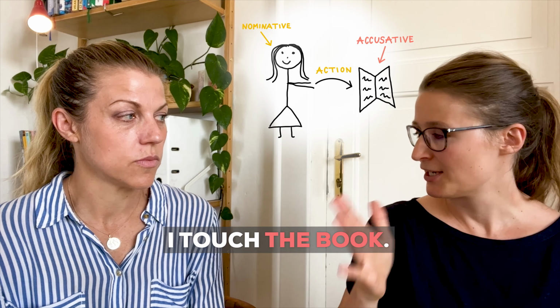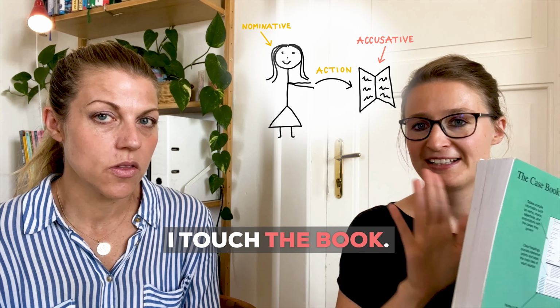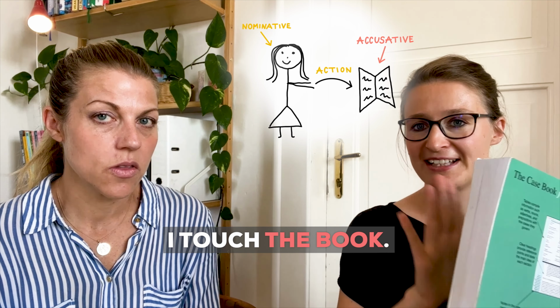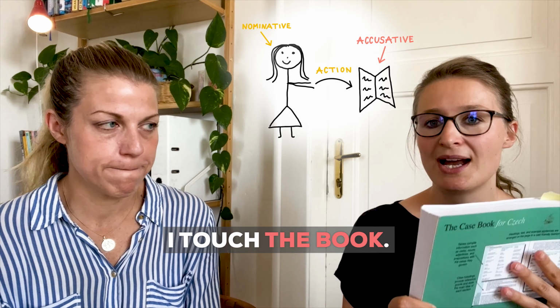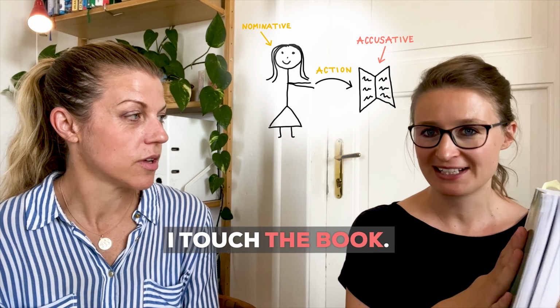Right. So the word I here is the so-called subject of the sentence. The subject is the person or the thing that's actively doing something, that's performing the action. I am touching. So I am the nominative case. And then the action is the touching. And I touch the book directly. So there is no intermediate station, there is no obstacle, also there is no preposition. My action, the touching, goes directly to the book. Direct object. Very easy.